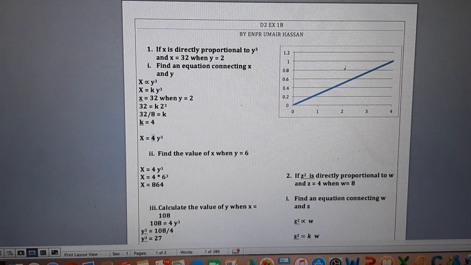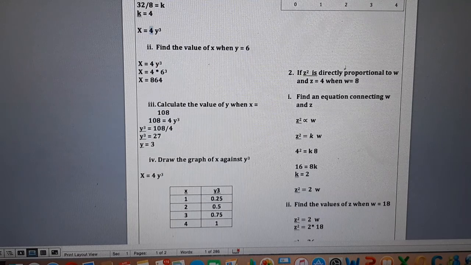Now, in the second part, you have to find the value of x when y is 6. We will use the same equation, x is equal to 4y cube. We have been given the value of y. So, in place of y, use 6. Cube of 6 into 4 will give you x equal to 864.